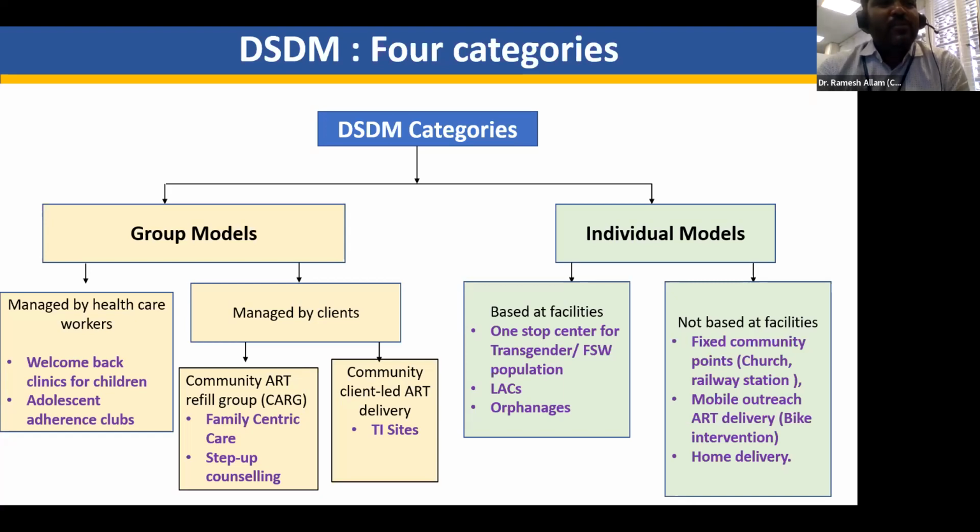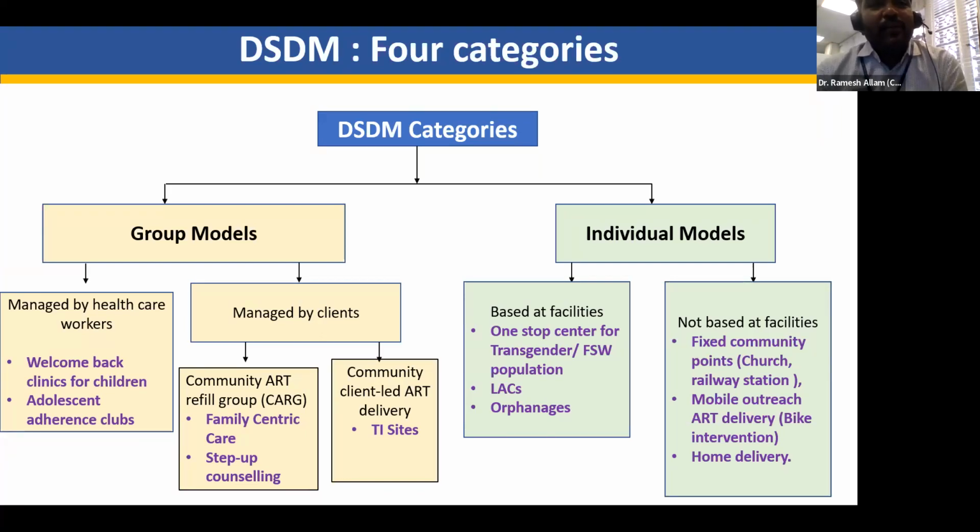And there are also some adolescent adherence clubs. This again in Mumbai is one best example. I'll be sharing those slides after this. And then managed by clients. When they are managed by clients, these are called community ART refill groups. And if they are done within a group model, it's like family-centric care step-up counseling. So the step-up counseling that we offer to patients who are not suppressed on ART is actually a CARG model, because you're separately having them and managing your clients within the group models that you have.